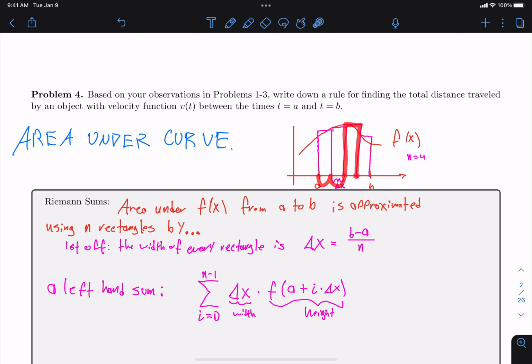Oh, I'm running out of time. Sheesh. So anyways, I just wanted to give you that time. Sorry, I almost went over. We'll talk about the rest of it next time. I just got so excited about Riemann sums.